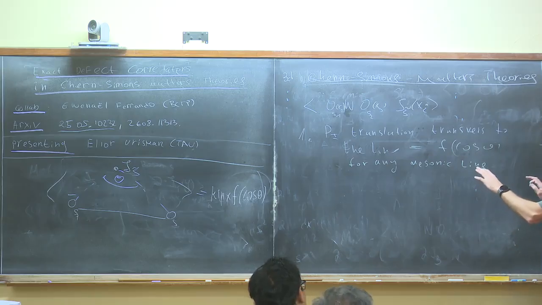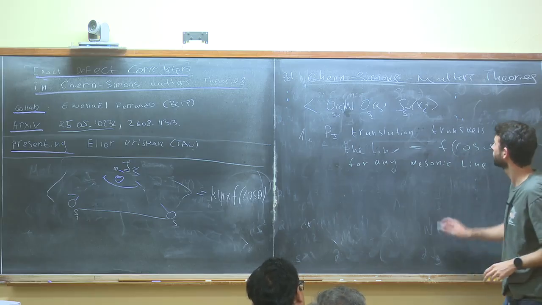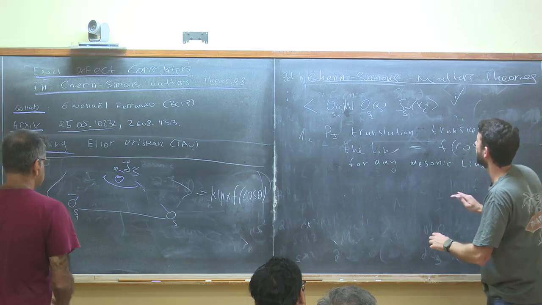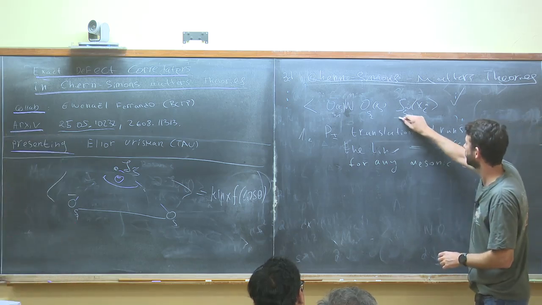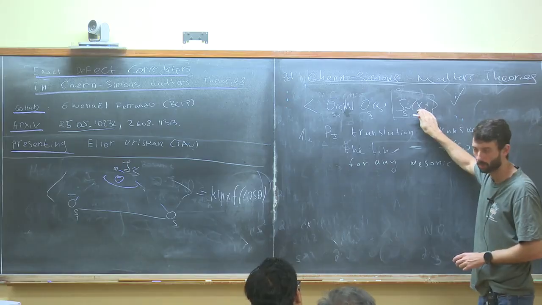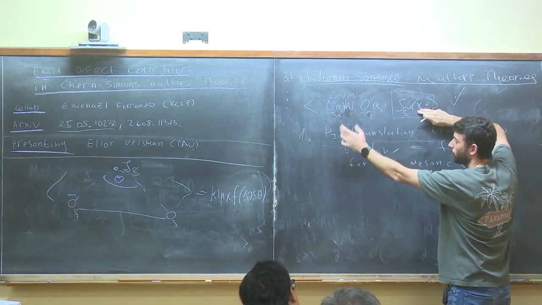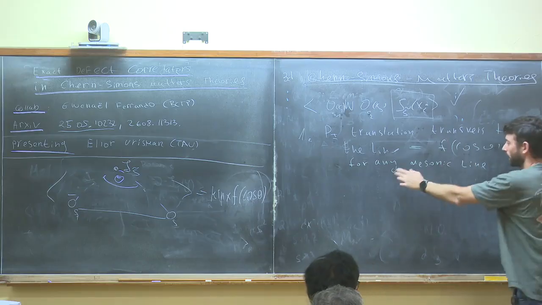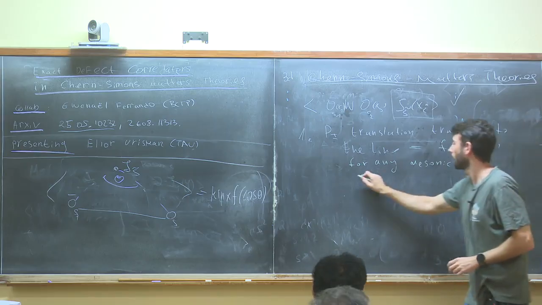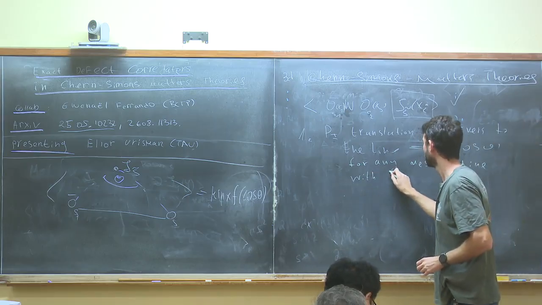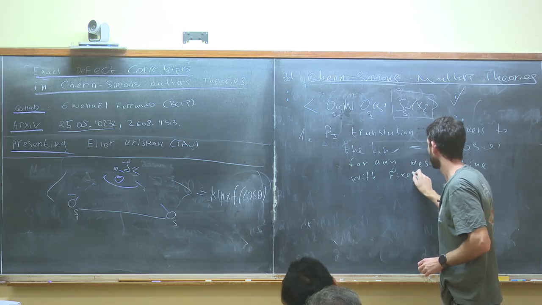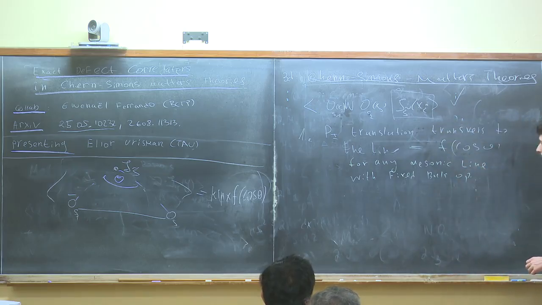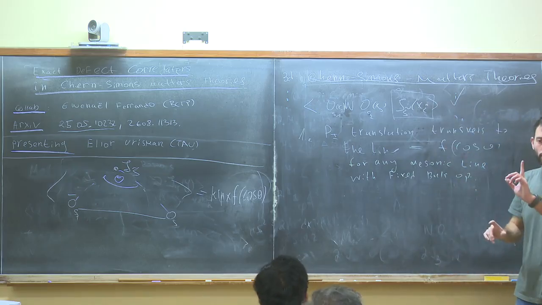I'll explain. So first, we fix this using conformal symmetry. Then we look at a specific bulk operator here, and for any line, we use translation in the transverse direction to the line, and this gives you f of cosine theta. So for any mesonic line with a fixed bulk operator, we can determine all of these correlation functions up to one number.